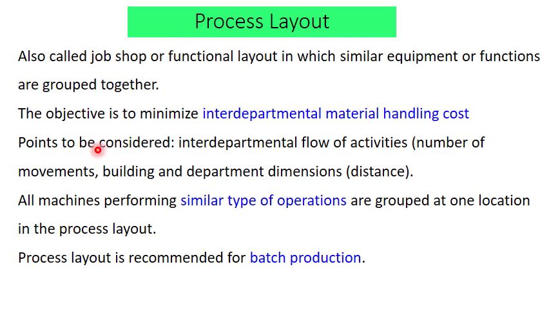Here, we have to keep in mind that the interdepartmental flow of activities or number of movements, and building and departmental dimensions have to be considered. All machines performing similar types of operations, as we said before, are grouped at one location in the process layout. The process layout is characterized by grouping those similar purpose equipment or machines together, and it is recommended for batch production.